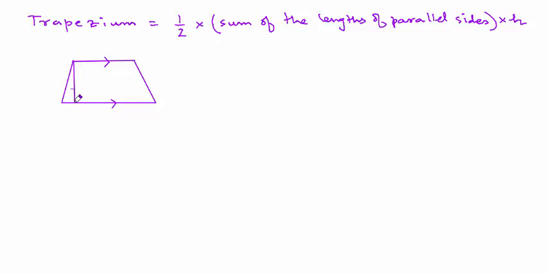So if you join these two parallel lines, you have a 90 degrees here. If this is H, if this is A, and this is B, meaning all of this is B, and from here to here is A, we have this as 1/2 times A plus B times H.